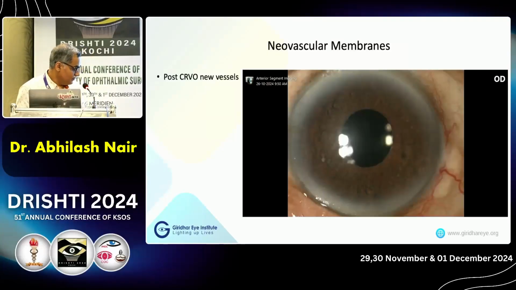So this is a post-CRVO patient. You can see very fine new vessels here. So these should not be missed. Sometimes they go directly to the retina consultant, are dilated, and in a dilated state they may miss it. So always be on the lookout for new vessels at the iris.